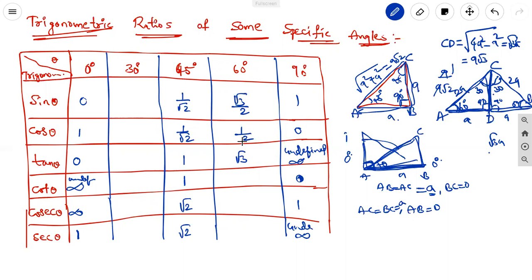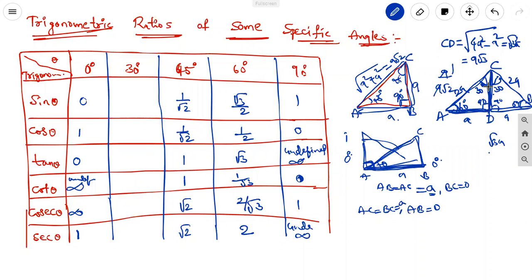Cot theta is cos by sine. That is 1 by root 3. Cosec theta is 1 by sine theta. That is 2 by root 3. Sec theta is 1 by cos theta. It is 2.